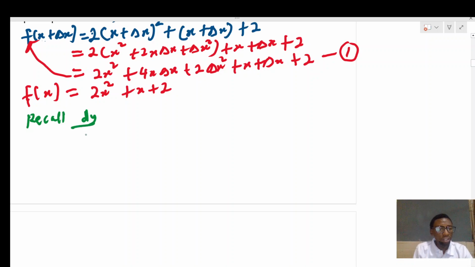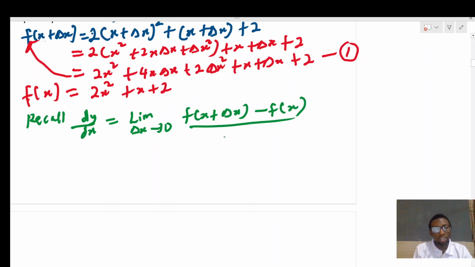Recall that dy/dx is equal to the limit as delta x tends to 0 of f of x plus delta x minus f of x, over delta x. So what that actually means is that I'm going to substitute this one. All of this one is my f of x plus delta x, so I'll substitute equation 1 here. Let me call this one 2. I'll substitute 2 for my f of x, and my f of x is 2x squared plus x plus 2. So let's go. My f of x plus delta x is on the screen here, and I'll write everything: they are 2x squared plus, let's write that here.